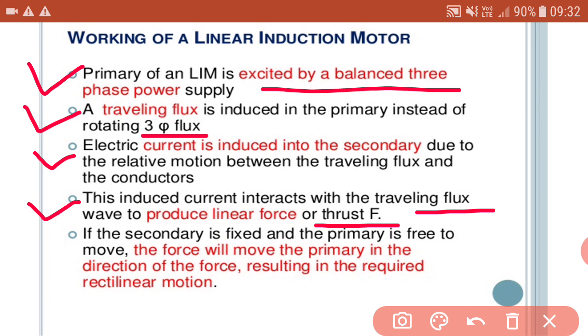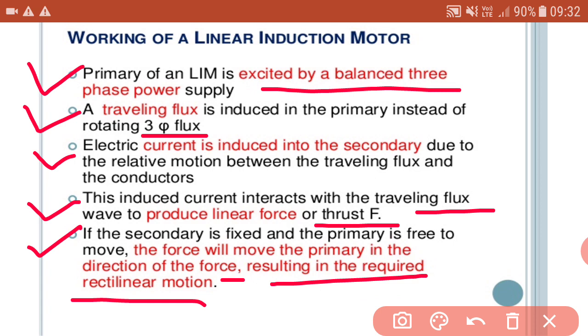So due to this, there is an interaction with the traveling flux wave to produce linear force or thrust force F. If the secondary is fixed and the primary is free to move, the force will move the primary in the direction of the force, resulting in the required rectilinear motion. So this is the principle.